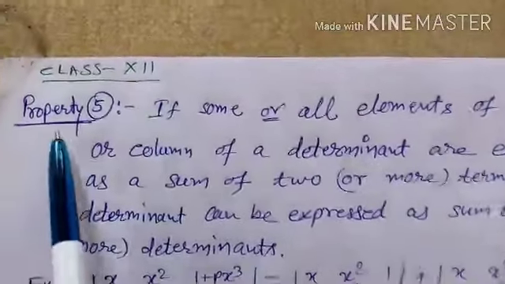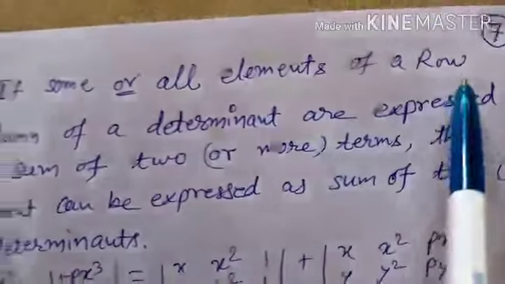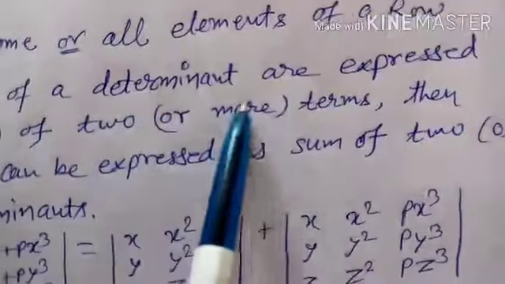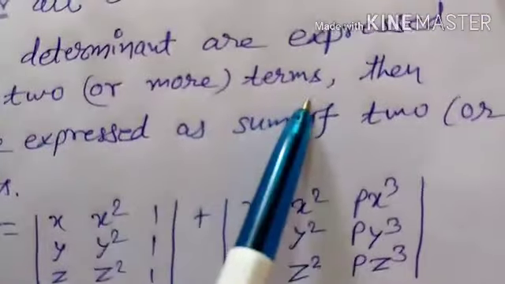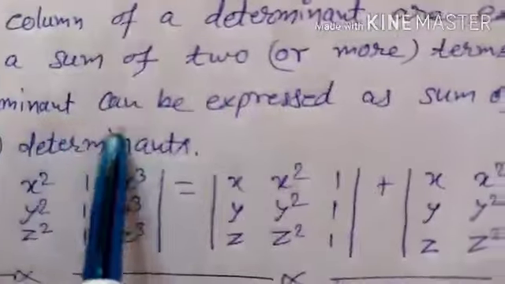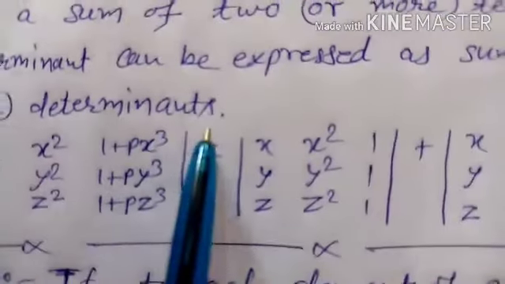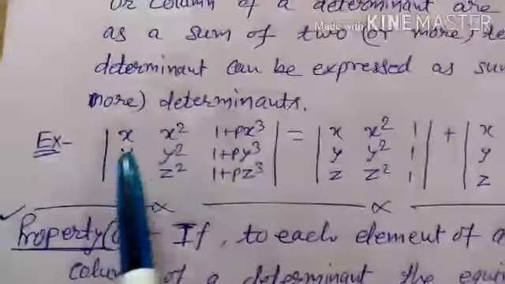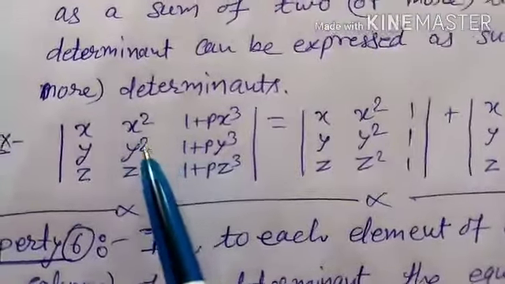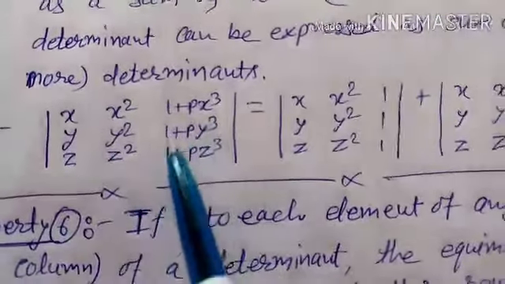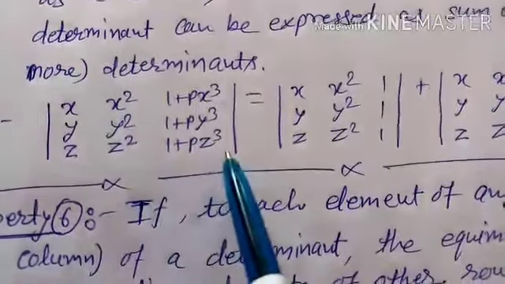Now next property, property number 5. If some or all elements of a row or a column of a determinant are expressed as a sum of two or more terms, then the determinant can be expressed as a sum of two or more determinants. Let's see one example. Suppose this is a determinant. First column x y z, second column x square y square z square, and third column which is 1 plus px cube, 1 plus py cube, 1 plus pz cube.